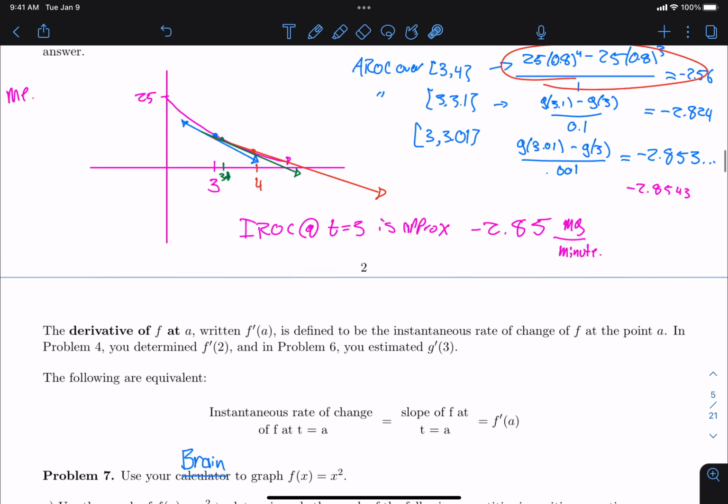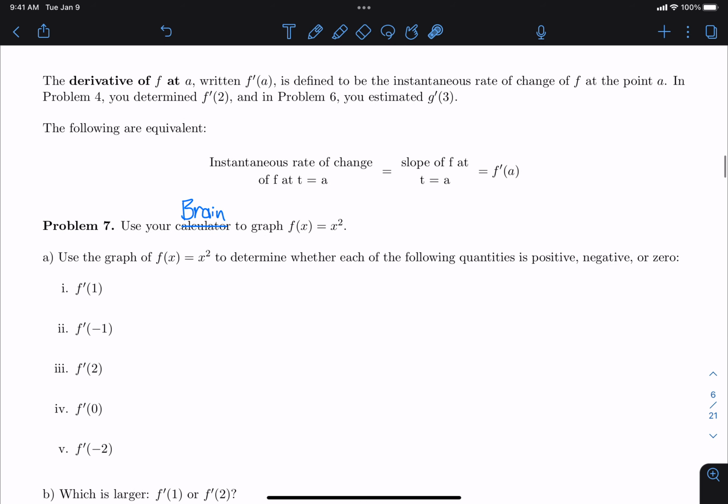Okay, so let's talk about the derivative. Oh my God, the derivative. We finally met calculus. Okay, so what is the derivative? Well, the derivative is just the word that we give for the instantaneous rate of change, okay? So we just have defined how to find the instantaneous rate of change. In other words, we've learned how to find the derivative of a function at a point.